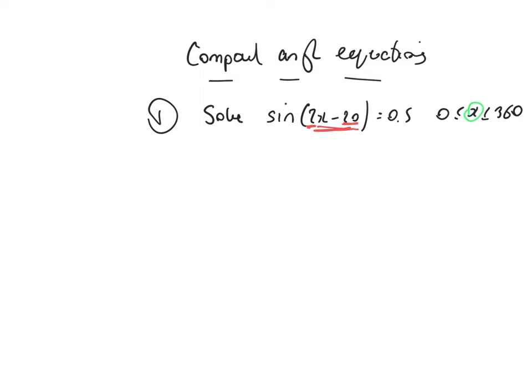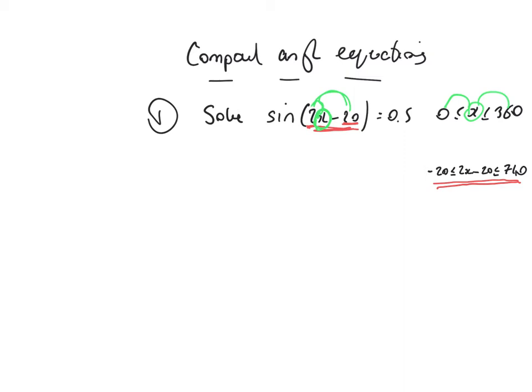Now the limits for x are between 0 and 360, so what's happening to those limits? They're getting multiplied by 2 and then we take away 20. So 0 times 2 is 0, take away 20 is minus 20, so that's my lower limit. My upper limit then, 360 times 2 is 720, take away 20 is 740. So I'm looking for solutions that initially lie between minus 20 and 740.